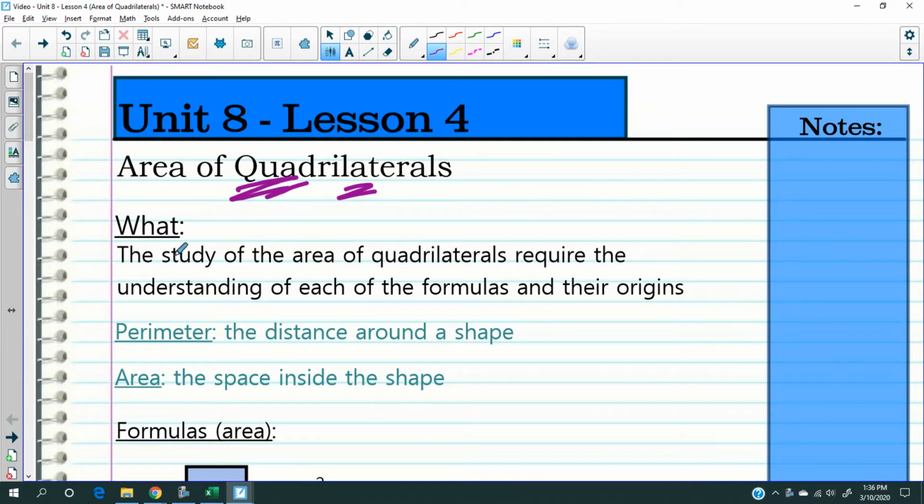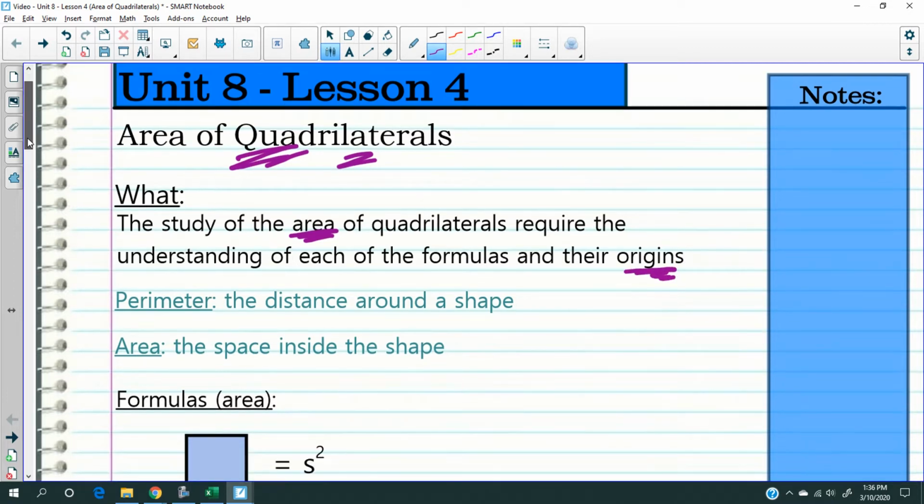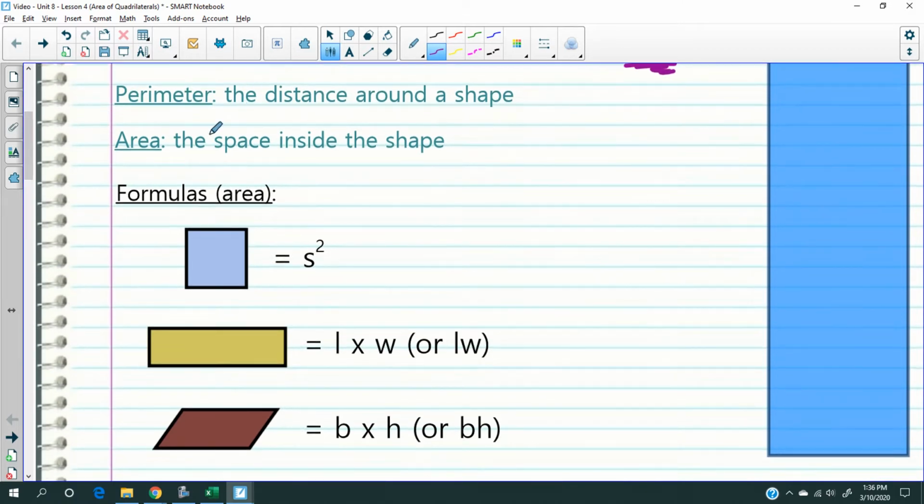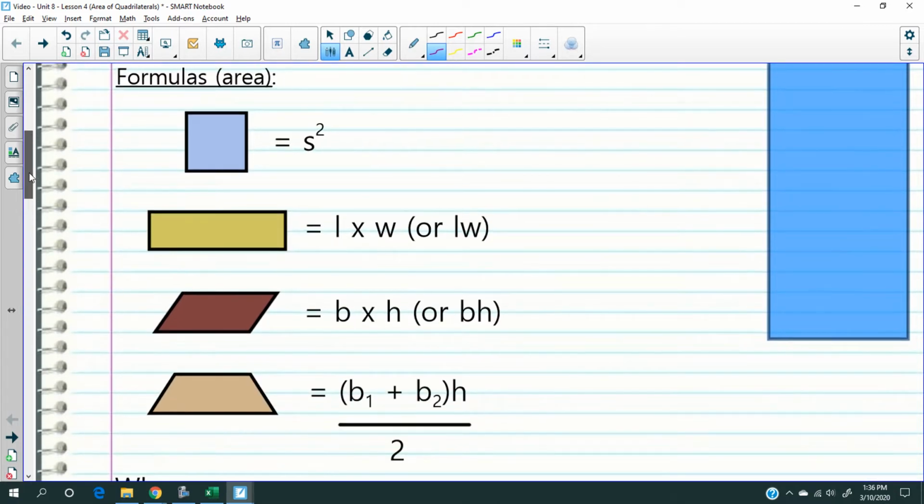All right, so what is it? Not the greatest sentence written here. Today I'm going to show you the four types of quadrilaterals that you need to know, what they look like, what the formula is for the area of these quadrilaterals, and where applicable, I will show you how these formulas originate. First of all, what's area again? It's the space inside a shape, whereas a perimeter is the distance around a shape. So for our purpose today, we're going to focus on the area.